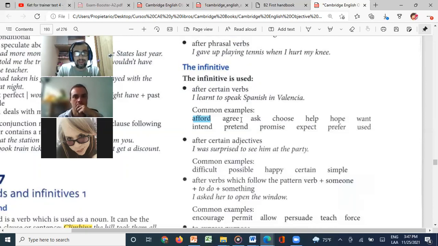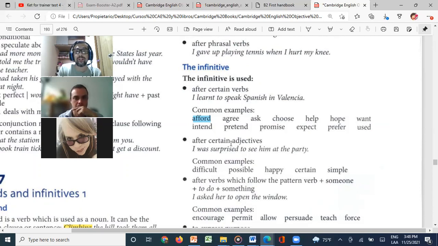Now, agree also goes with infinitive. I agree to call you. Ask, choose, help, hope, want, intend, pretend, promise, accept, prefer, and used, right? If we say I used, well, we can do that. I don't want to confuse you more. We can see that later on.